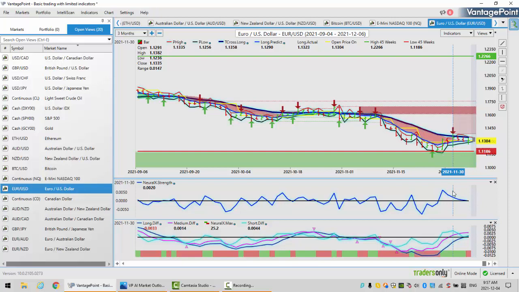We have a very conflicted signal here, though. We've got our neural index strength pointing down, trying to break the zero line, which it's not, while at the same time, we have the strength of the medium-term crossover and the long-term crossover moving above the zero line, suggesting that the euro is potentially building up for a move to challenge these upper resistance points.